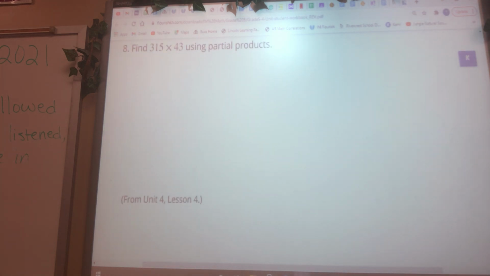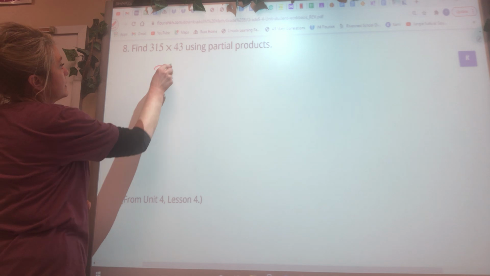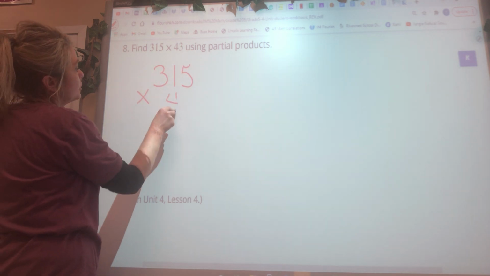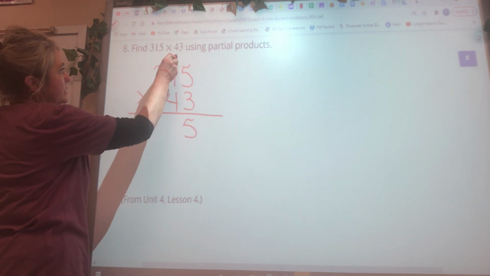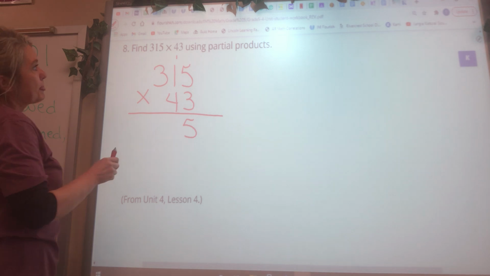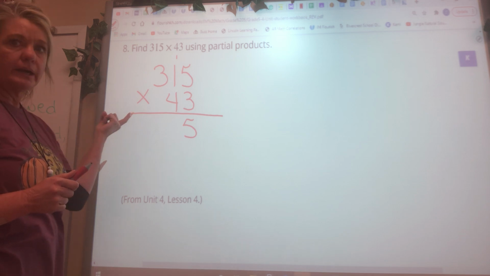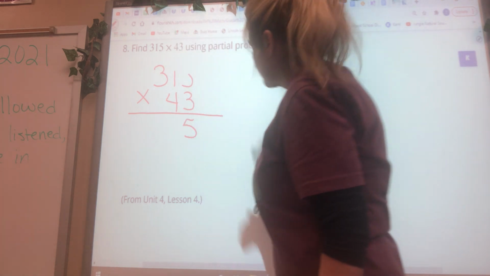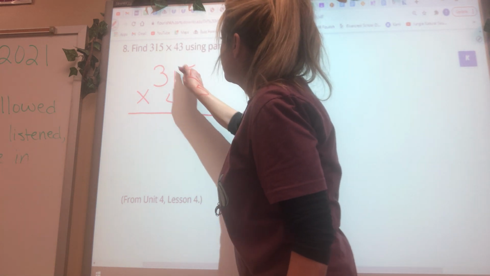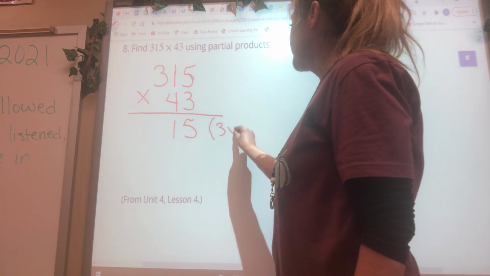Okay. Find 315 times 43 using partial products. Okay, there's 2 different ways I could do this. 315 times 43. 3 times 5 is 15, so I carry my 1. Now, if I'm using partial products, do I carry? Oh, I don't carry when I'm using partial products, do I? When I'm using partial products, I have all of my pieces individual. So 3 times 5 is 15, and I'll just put that over here, 3 times 5.